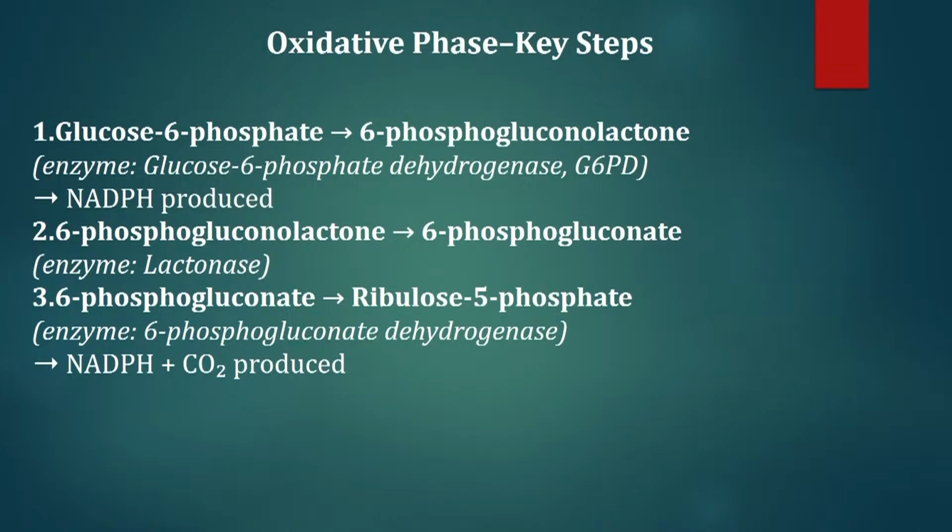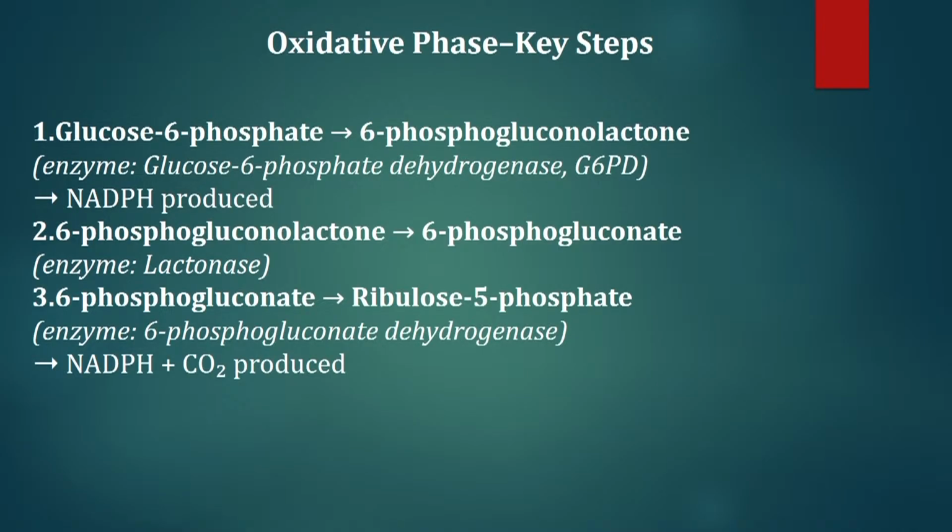So these are the important steps of the pentose phosphate pathway. The precursor molecule is glucose 6 phosphate, which is a reaction intermediate of glycolysis. Now this glucose 6 phosphate is converted into 6 phosphogluconolactone, and this step is completed by the enzyme called glucose 6 phosphate dehydrogenase.